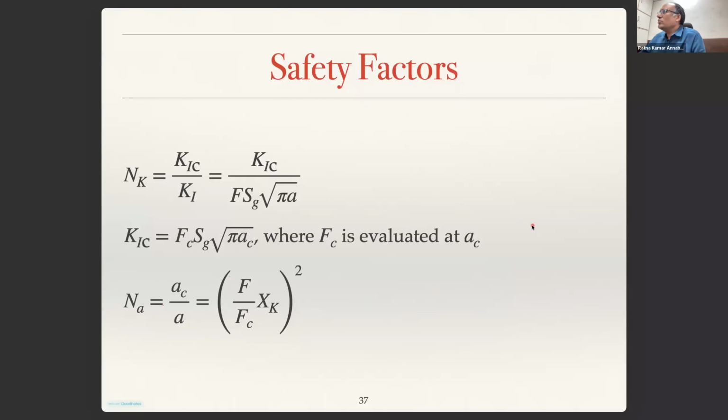Okay. Now you can define safety factors. Safety factor for fracture can be defined as K1C by K, isn't it?